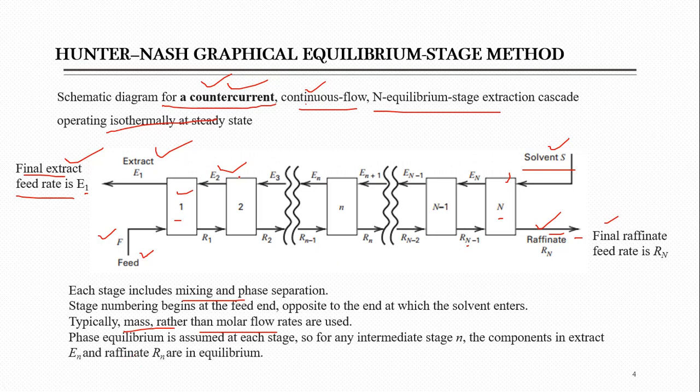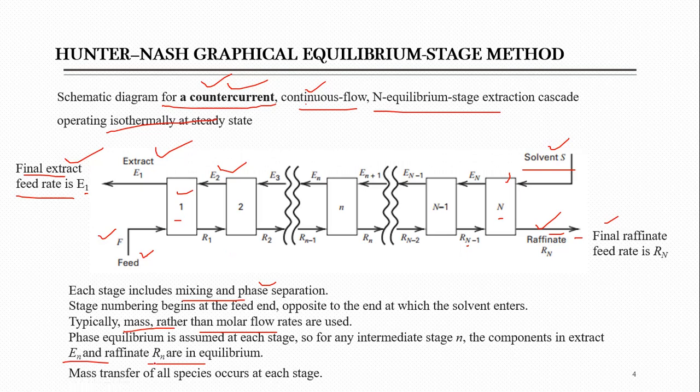In each stage, when the feed and the solvent come in contact with each other, they reach equilibrium, and at each stage equilibrium is established. Then you get this extract and raffinate, meaning they get mixed, and then you give them time for settling, so they get separated. Overall, extract and raffinate will be in equilibrium with each other leaving from each stage.